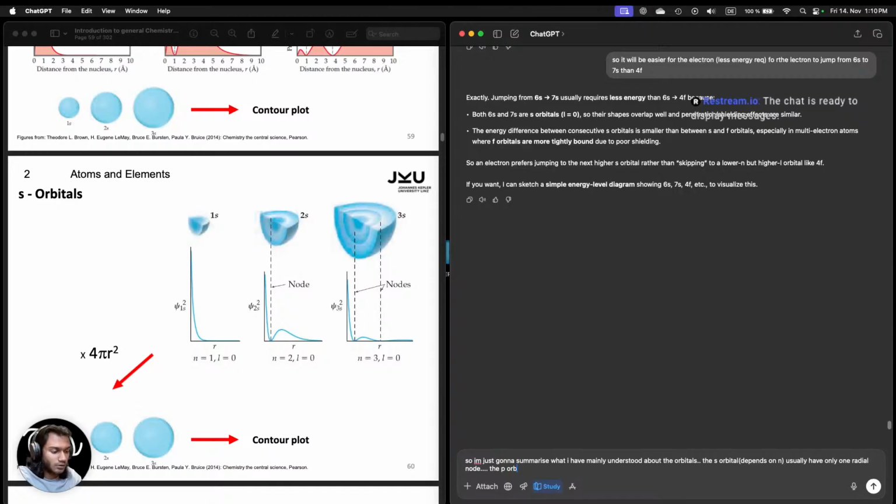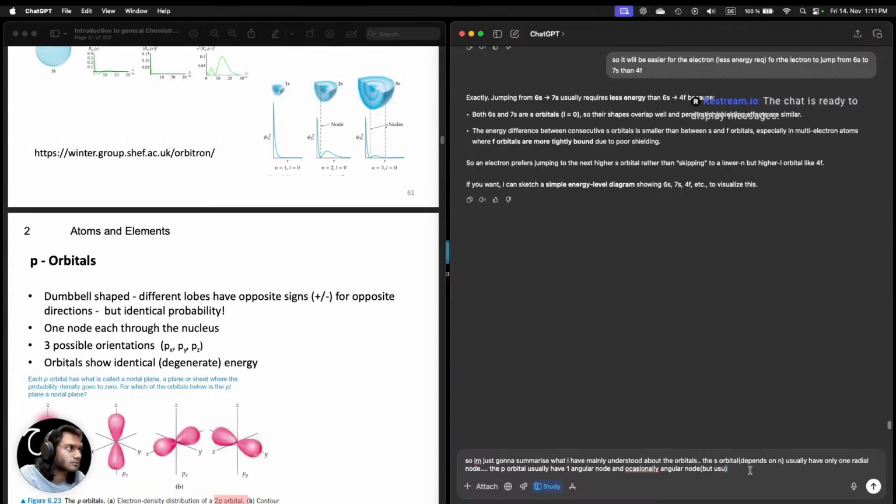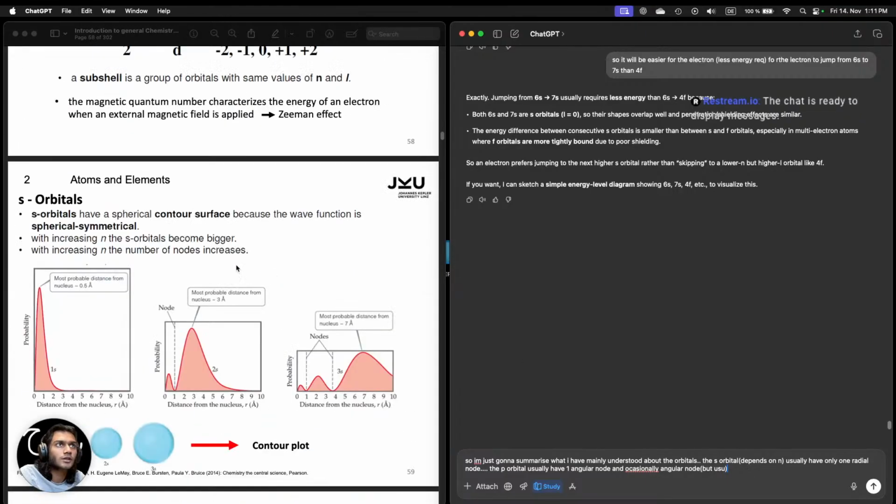then p orbital, and occasionally, but usually they don't even explain.